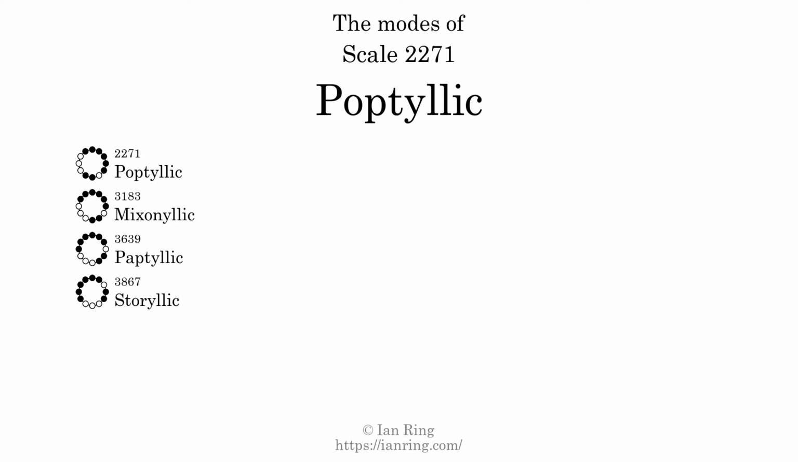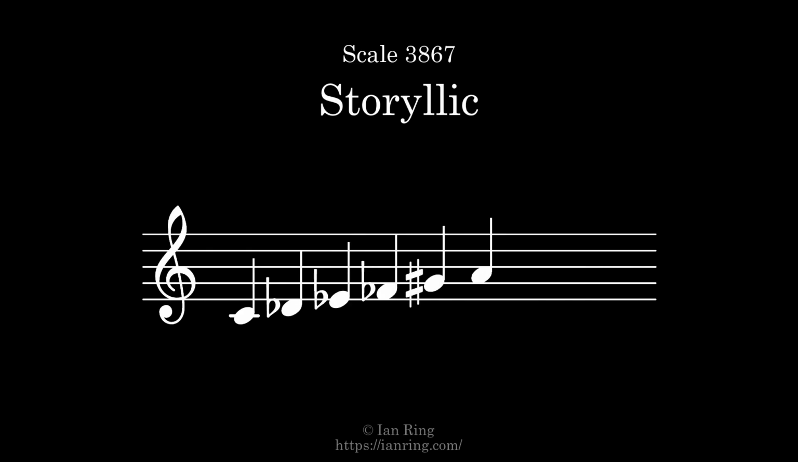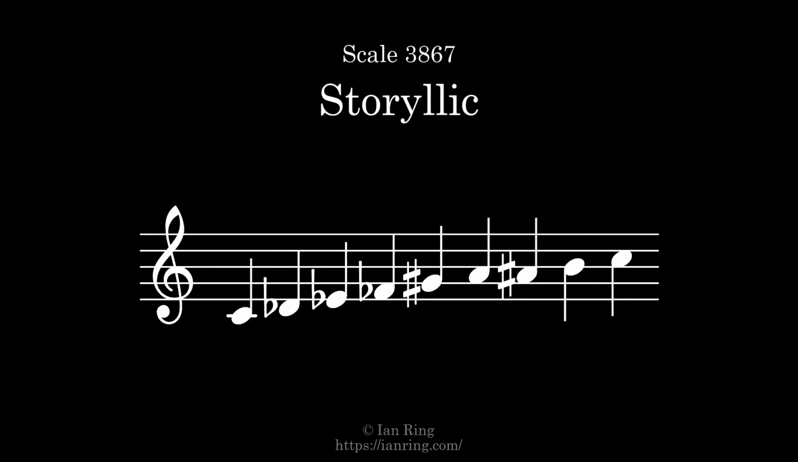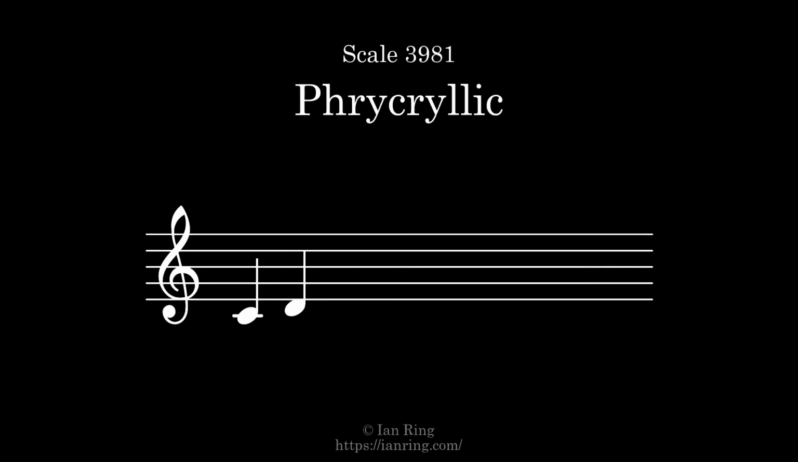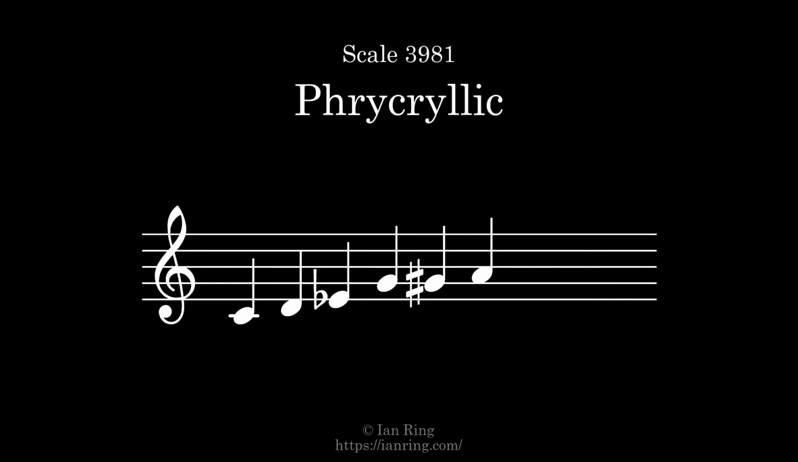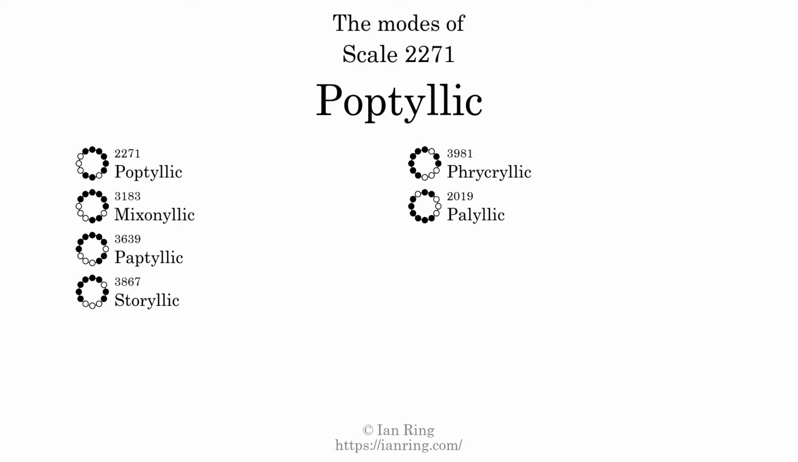The fourth mode is scale 3867, also known as Cyrillic. It sounds like this. The fifth mode is scale 3981, also known as Acrylic. It sounds like this. The sixth mode is scale 2019, also known as Poptyllic. It sounds like this.